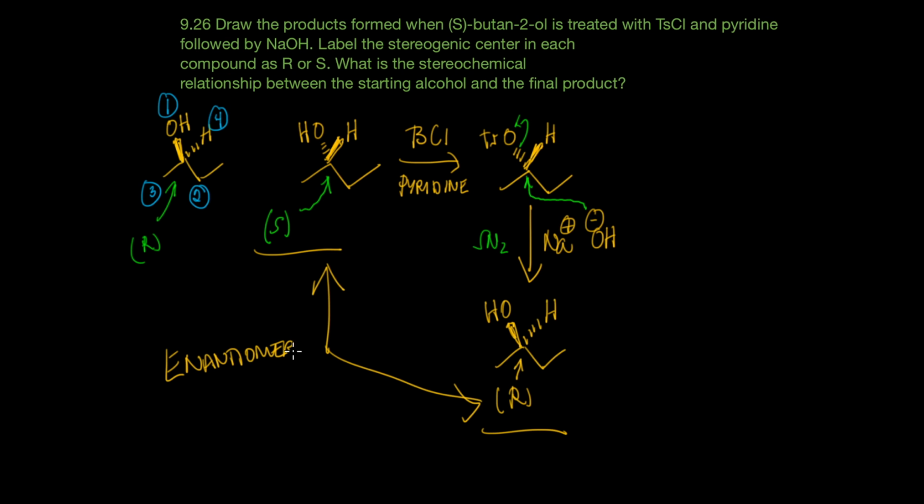So this two-step synthetic sequence is a slick little way to invert the configuration of your starting alcohol. If we were to start out with the R-butan-2-ol shown here on the left, and we followed these two synthetic steps, we would actually end up with the S-butan-2-ol.